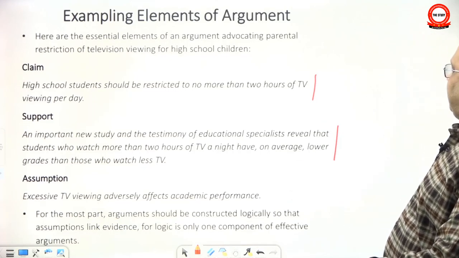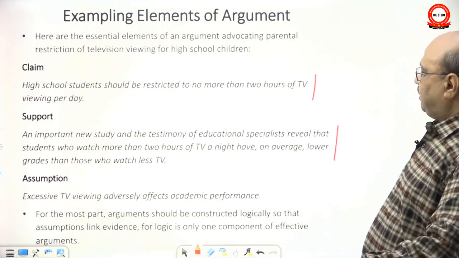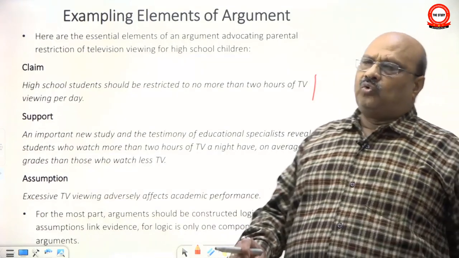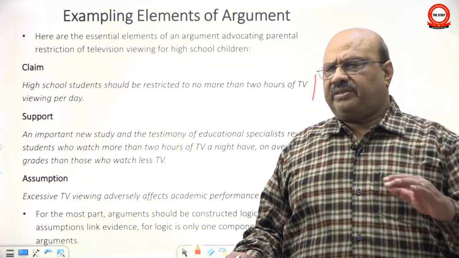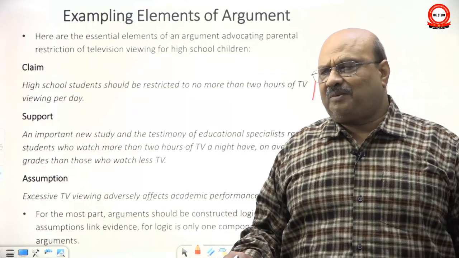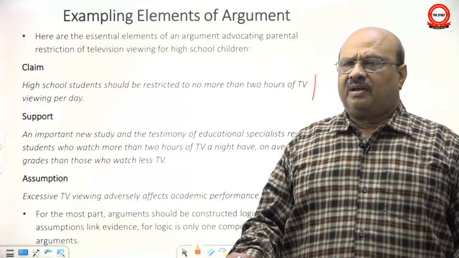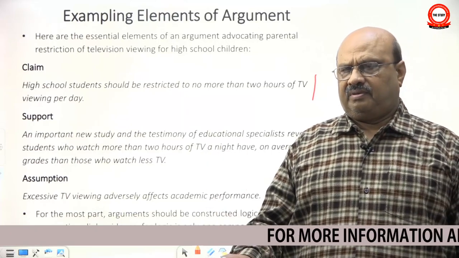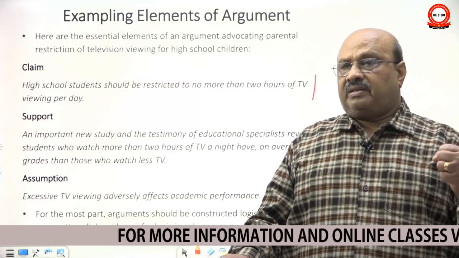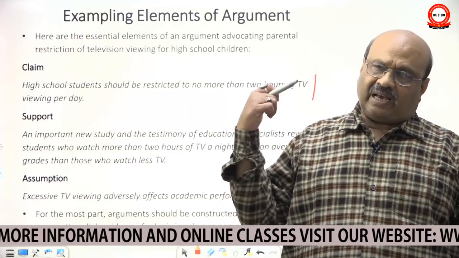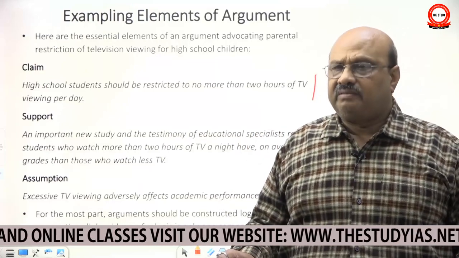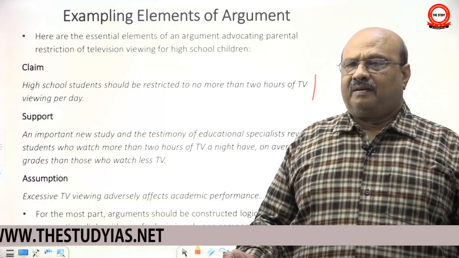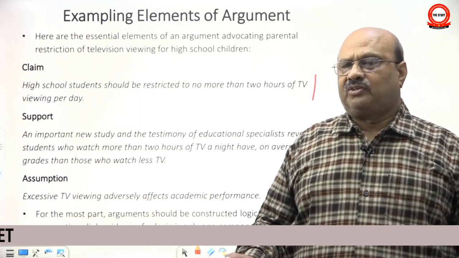An important new study and the testimony of educational specialists revealed that students who watch more than 2 hours of TV a night have on average lower grades than those who watch less TV. So there have been studies, and there have been the experiences of the teachers, and they have shared their experiences in their writing, whether published as books or articles or opinions in newspapers. Studies are there, opinions are there. So I have brought in things from a study, and also the opinions of the teachers. So these two things make my support very effective.